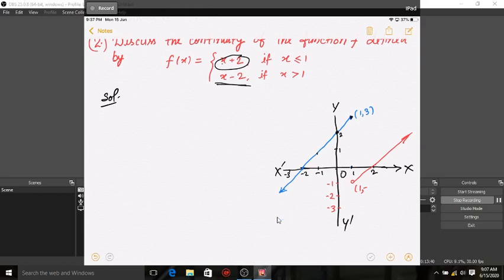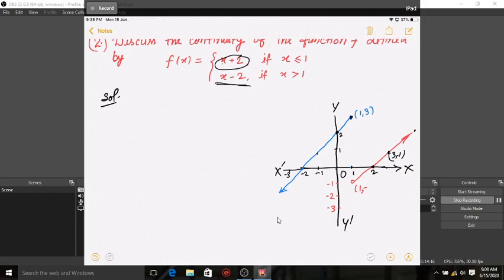So for x equal to 2, the value of the function will be 0. For x equal to 3, the value of the function will be 1. So this point (3, 1) lies on the graph. So this red line shows the graph for the function when x is greater than 1.